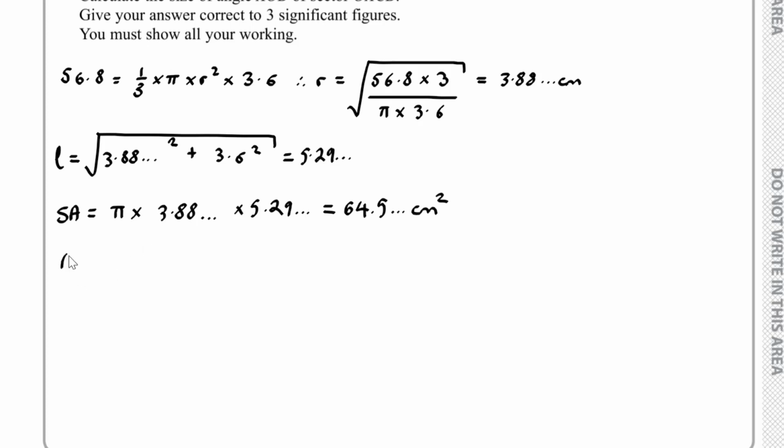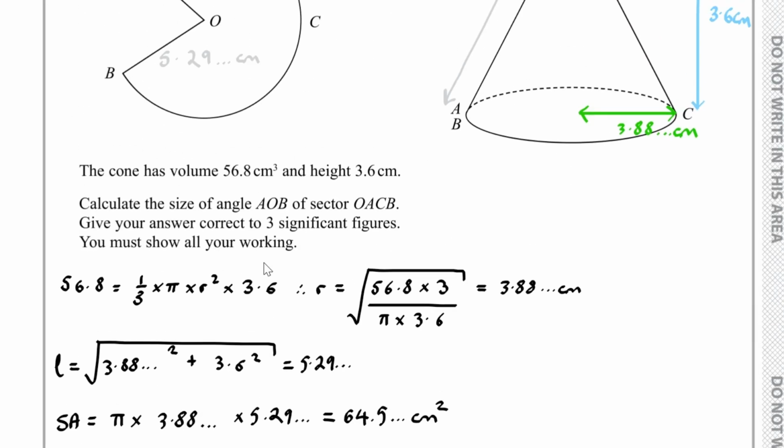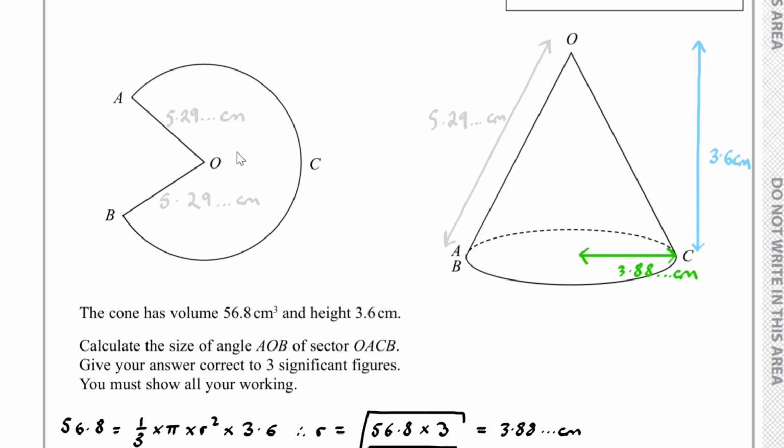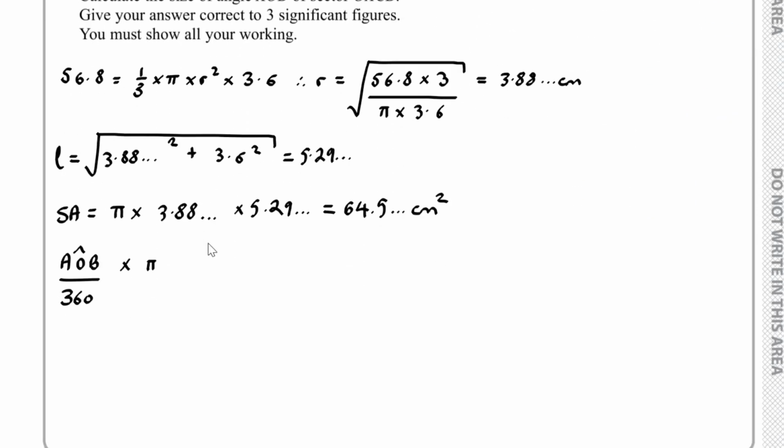So another way of working it out is the angle AOB divided by 360, multiplied by pi r squared. Now this r that we're talking about is this radius over here. So we multiply by 5.29, etc. squared. And this is equal to 64.5, etc. And all we have to do is just rearrange for AOB.